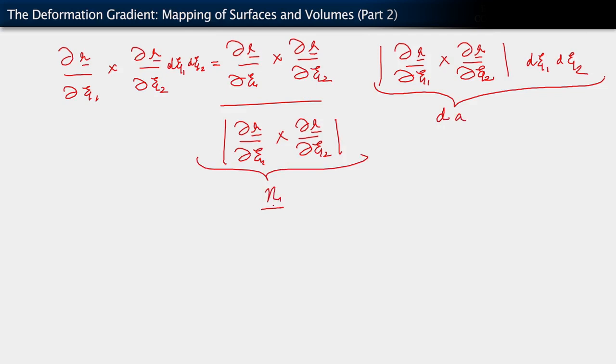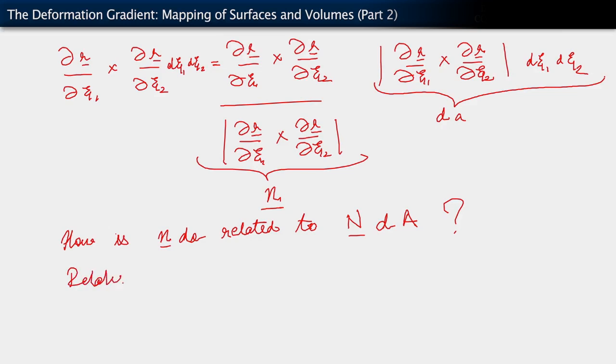Okay, so the question we are asking now is the following: how is little n dA related to capital N dA? How are the area vectors related? So we are asking ourselves, what is the relation between the area vectors?